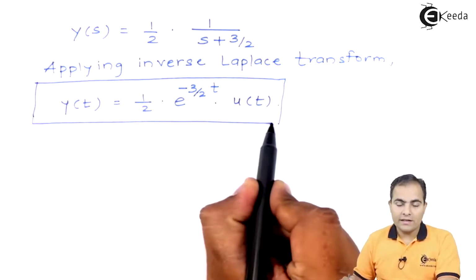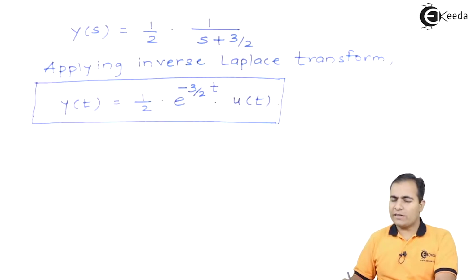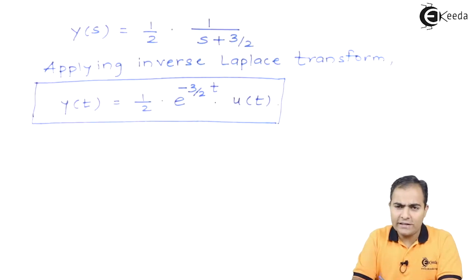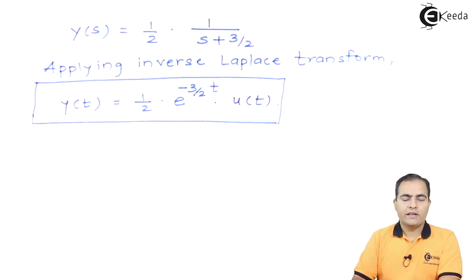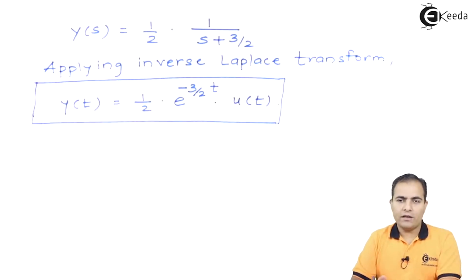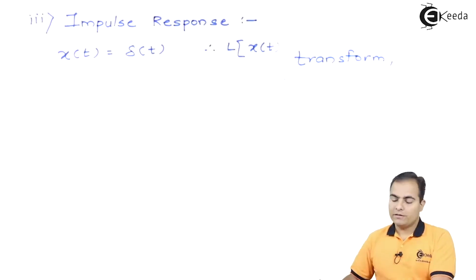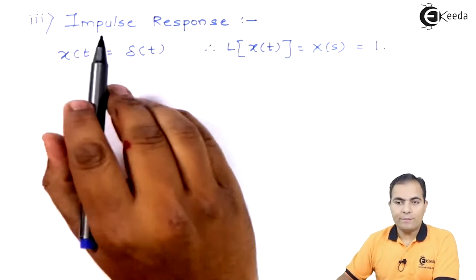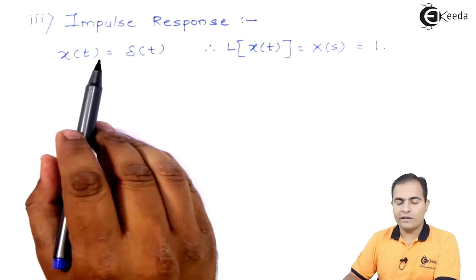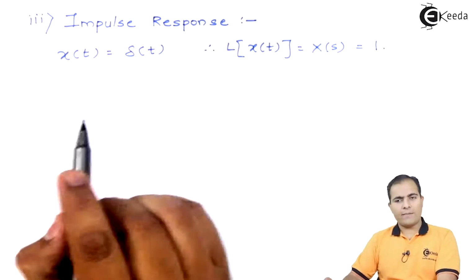Now, we will calculate the impulse response, but in the question it is already given that x(t) is delta of t. So, no need to assume anything. The x(t) is already given as delta of t. So, we will move on to the impulse response. The third part is the impulse response, and since x(t) is delta of t, we will directly apply the Laplace transform.